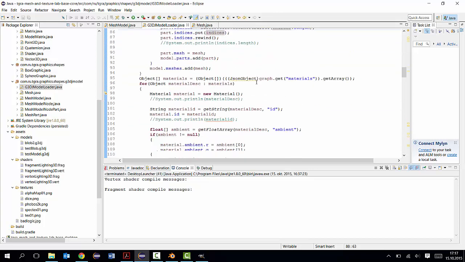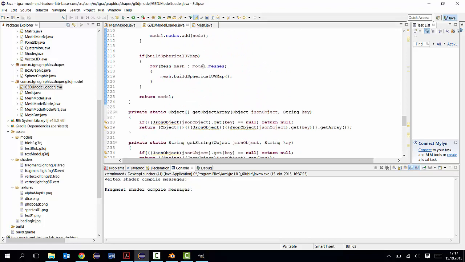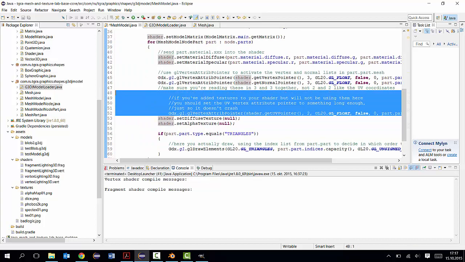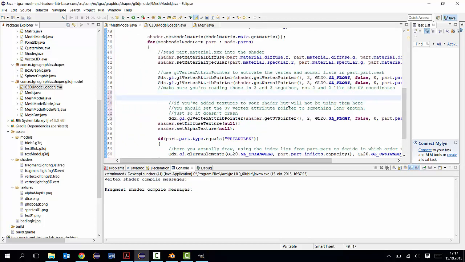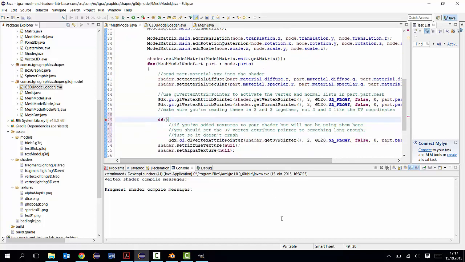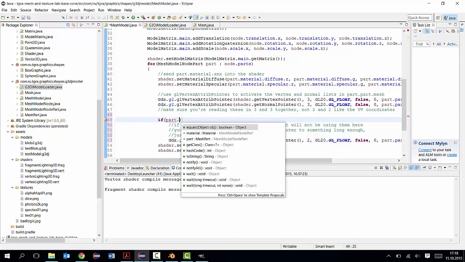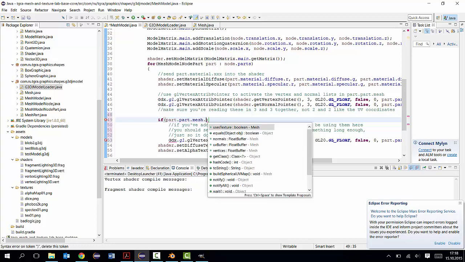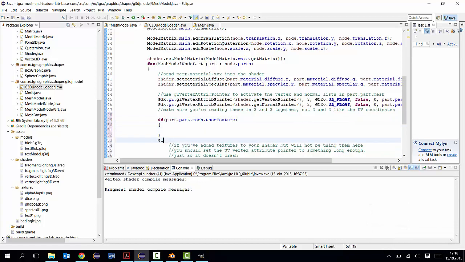So the model loader in the end here asked it to build a UV map, and that makes uses textures on the mesh equal true. Then we go to mesh model where we're actually drawing this. And then we take this entire thing and move it, and then say if mesh dot part dot mesh dot uses texture, and we do something. Otherwise we do this.